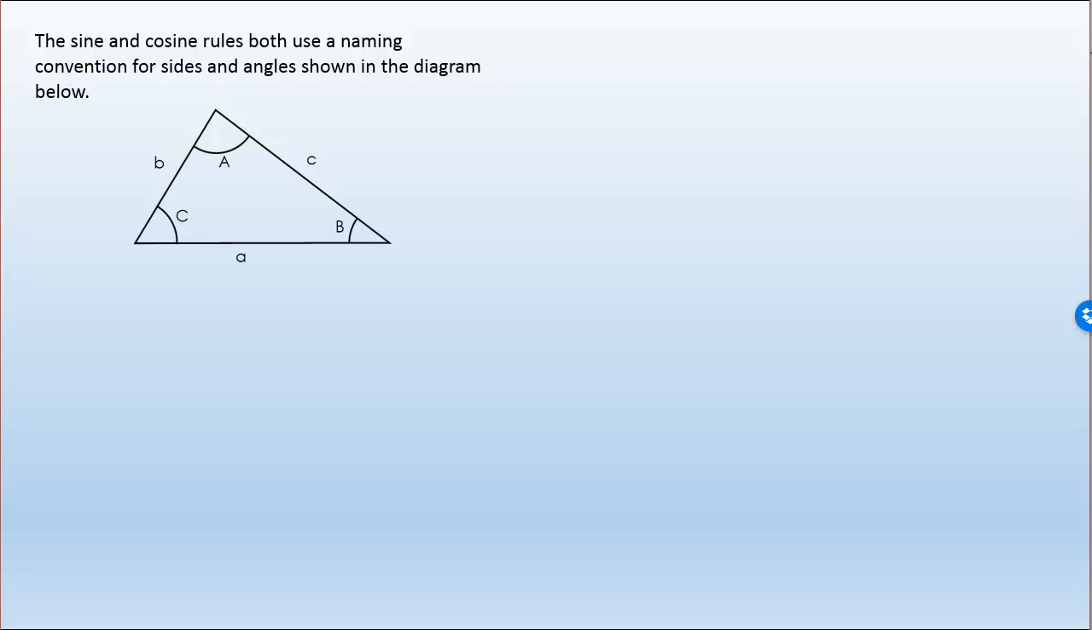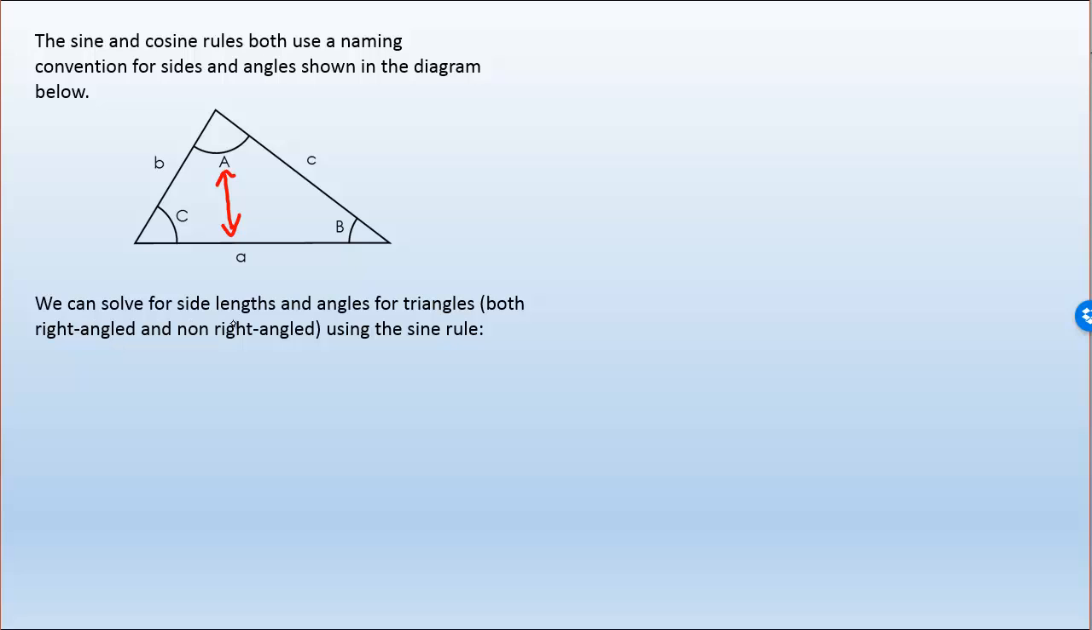What I want you to note here is that the side a and the angle A are opposite each other. So this small a refers to the length of this side, and big A refers to the size of this angle. And in the same way, side b is opposite angle B, and side c is opposite angle C.